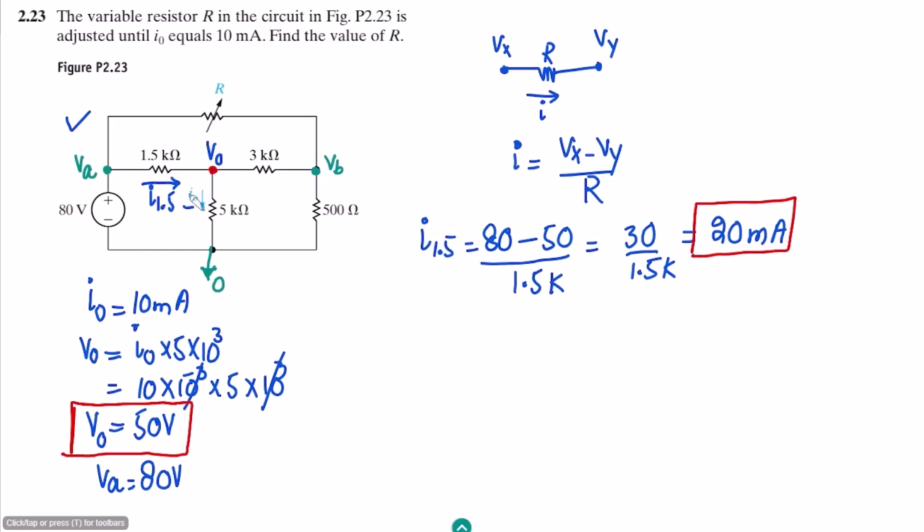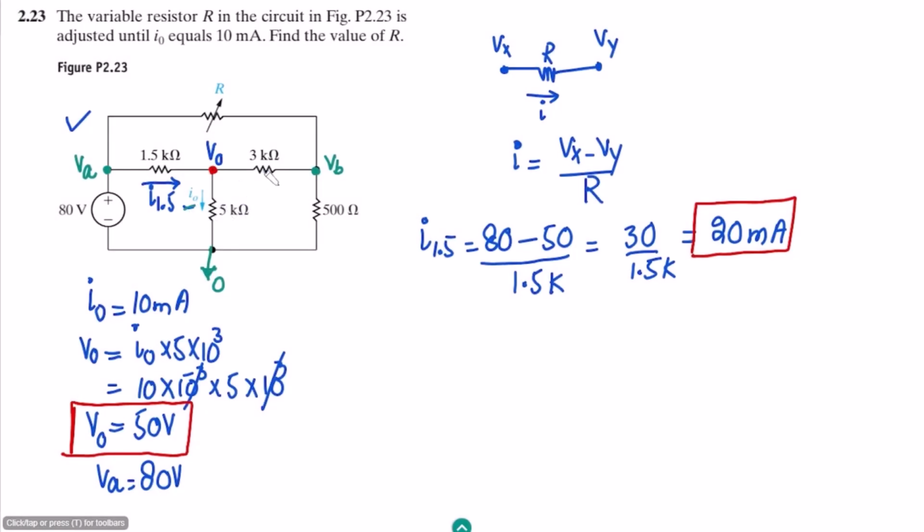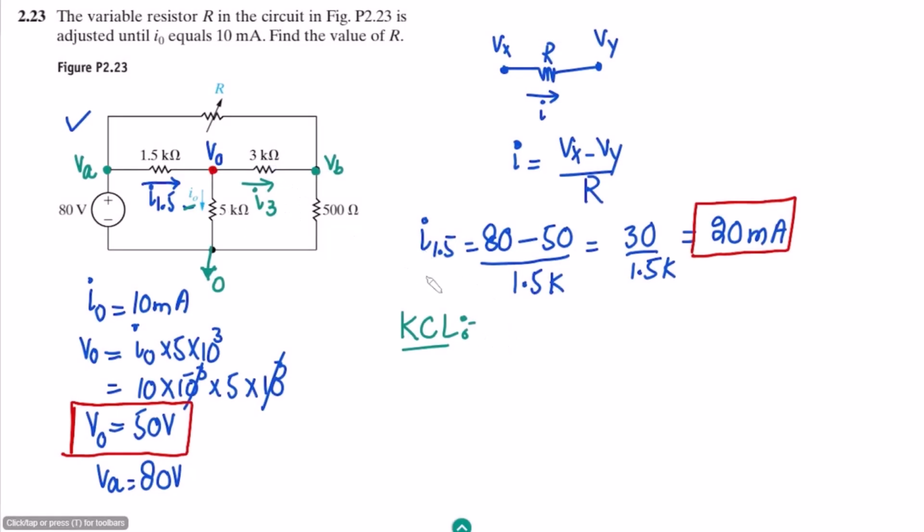Now at this junction we can see that this current, which is 1.5, is coming towards it, and it is now splitting into two parts, one is I naught, the other one is going through this 3 kilo ohm resistor. Let me call it I3. Okay, so by applying KCL here, let me use this black color for it. Here I can very easily see that I1.5 is equal to I naught plus I3. Okay, the only unknown current here is I3, so I3 can be found out by I1.5 minus I naught.